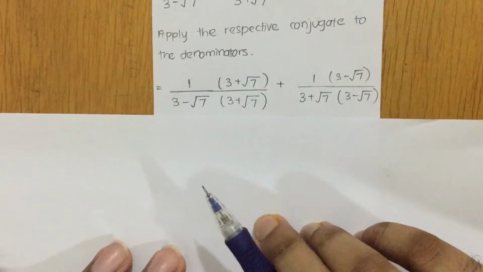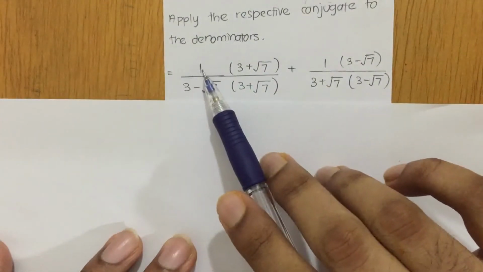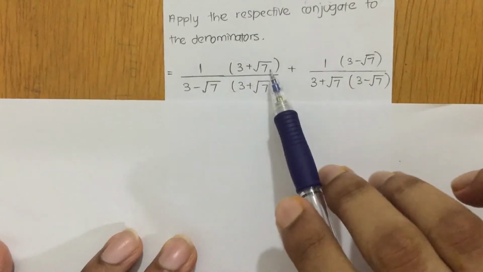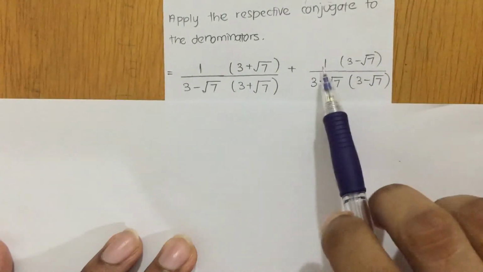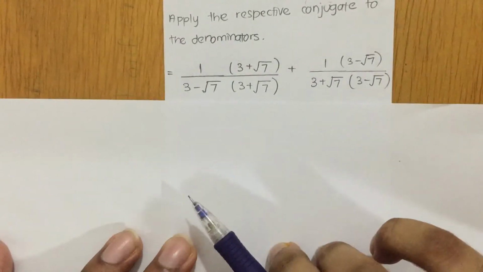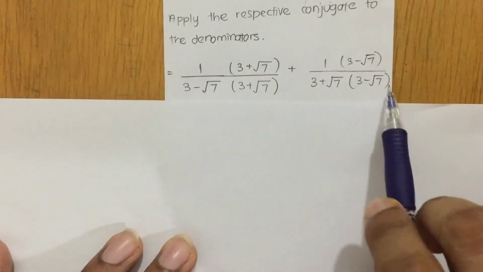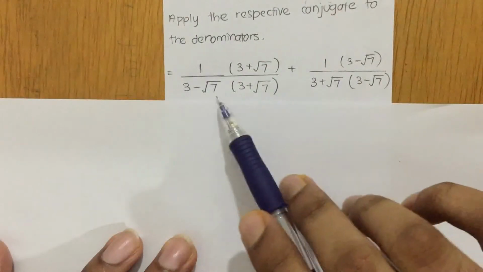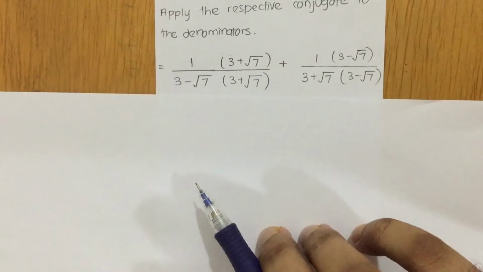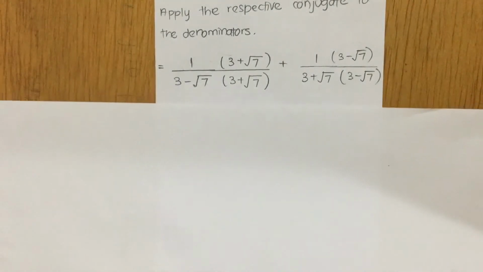So for the numerator, 1 times 3 plus square root 7, you get exactly this answer. And the same thing over here, 1 times 3 minus square root 7, you get exactly this answer. What about the denominators, guys? How will the conjugate value affect the denominators? I'm going to show you the concept over here.